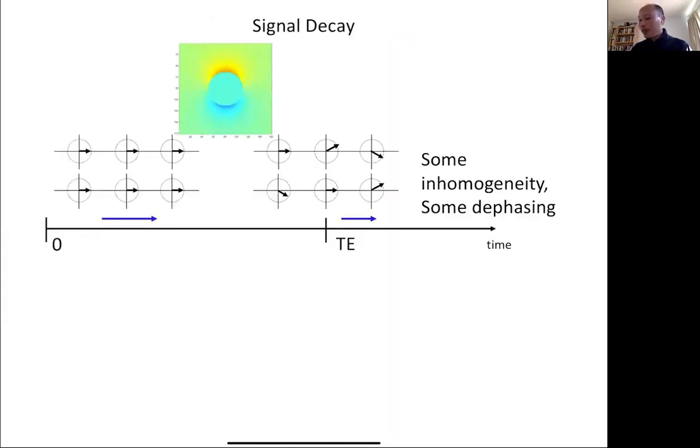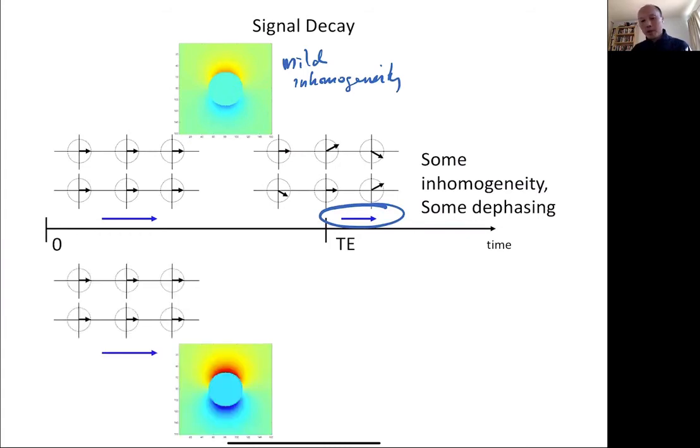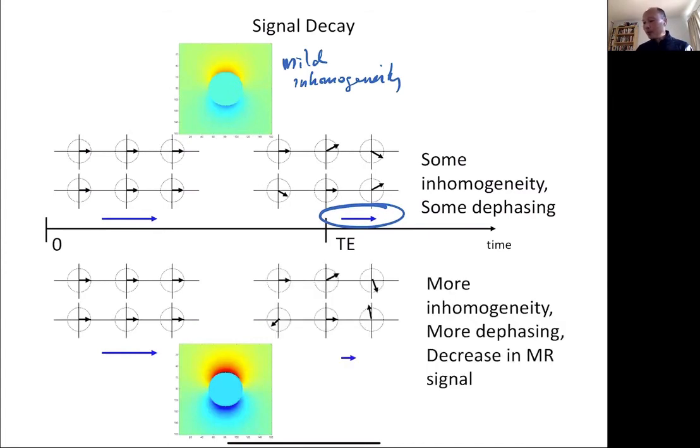The basic idea is what we talked about before when we talked about magnetic inhomogeneities. In the presence of a mild inhomogeneity, different spins are in different locations. Let's say these are spins around a blood vessel. The fields are a little different around that blood vessel in different positions, and so the spins will get out of phase. Then if we measure at echo time, the overall summation of those magnetizations will have decreased. If there's much more inhomogeneity around that vessel, there's going to be much more dephasing of the signal, and a much bigger decrease in the MR signal.